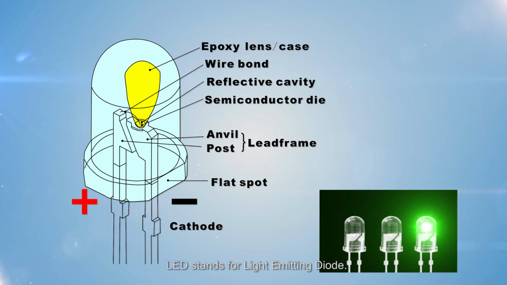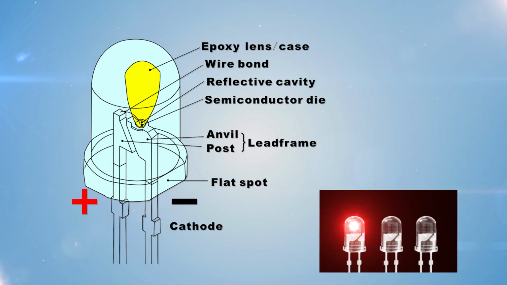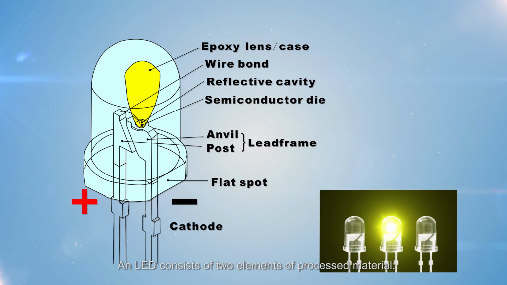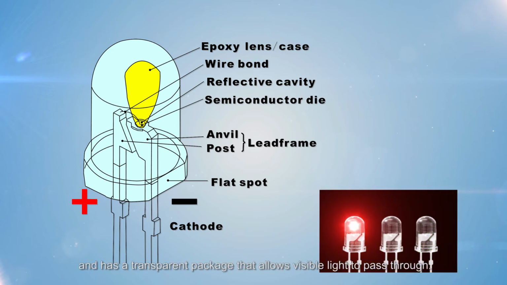LED stands for light emitting diode. A diode is a semiconductor that only allows passage of electrical current in one direction. An LED consists of two elements of processed material, P-type semiconductors and N-type semiconductors. These two elements are placed in direct contact, forming a region called the PN junction. The main difference between an LED and other diodes is that an LED is specifically designed to produce photons and has a transparent package that allows visible light to pass through.